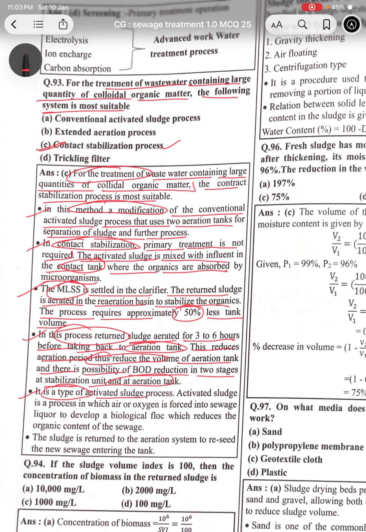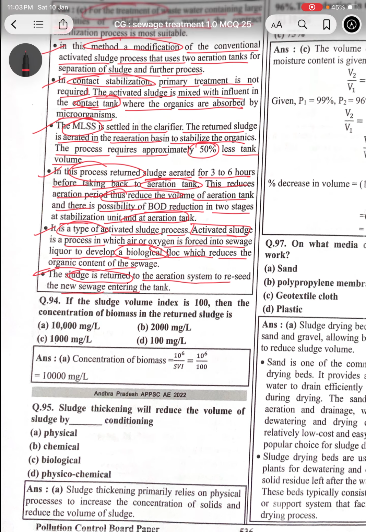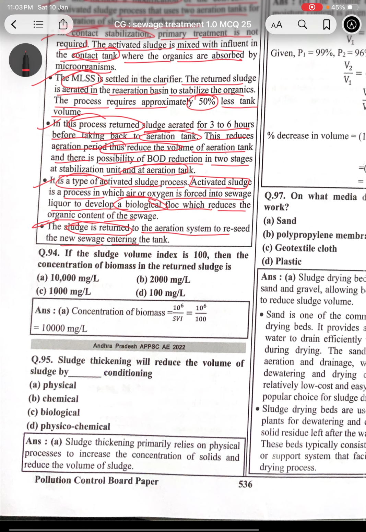In this type of activated sludge process, air or oxygen is forced into the sewage liquid, developing biological flocs which reduce the organic content of the sewage. The sludge is returned to the aeration system and fresh sewage enters the tank.